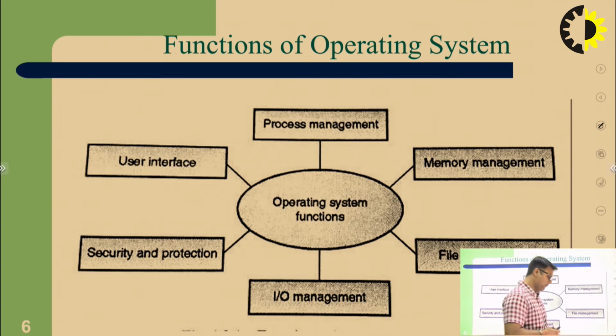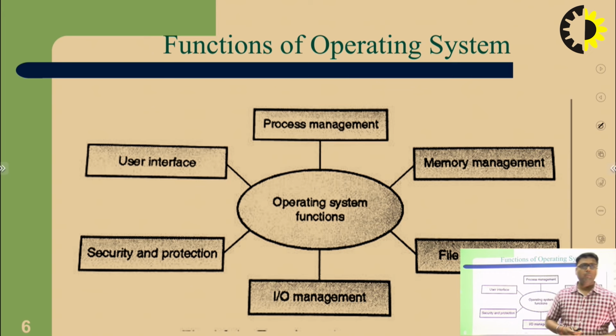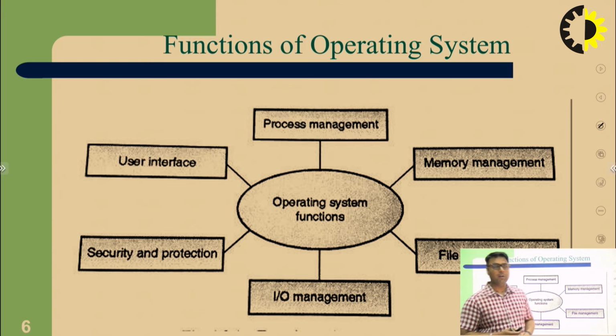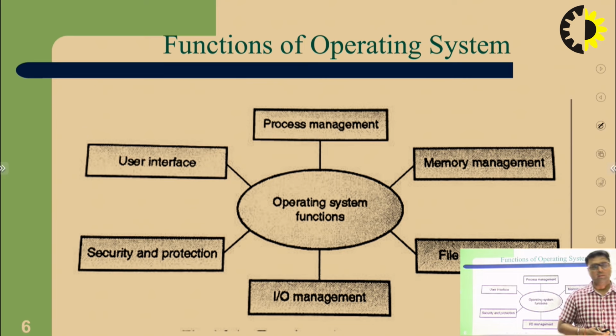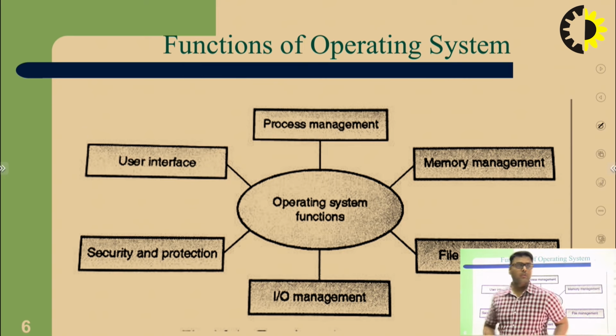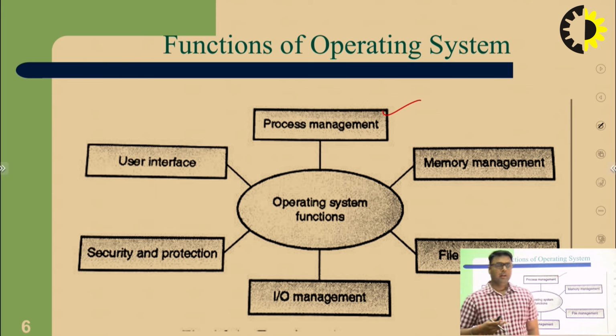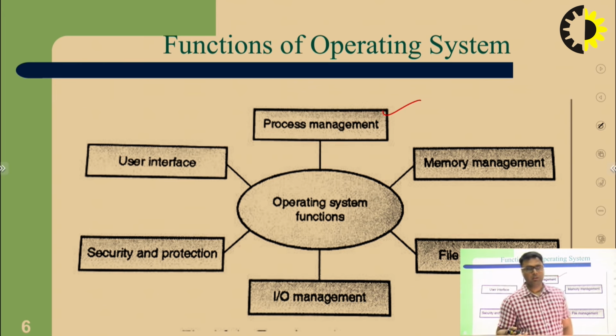Now some functions of the operating system. The operating system performs functions such as process management, memory management, file management, IO management, security, and user interface. First, process management. Process management is the most important, because every program in execution is called a process. The process enters the processor, does the processing, produces a result, and after the result, the process is terminated. So the whole system is managed through the operating system.